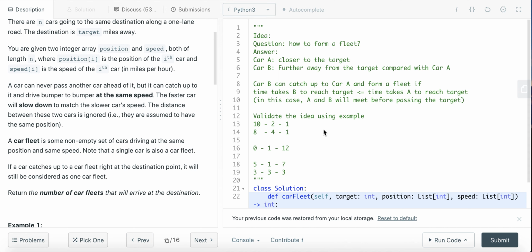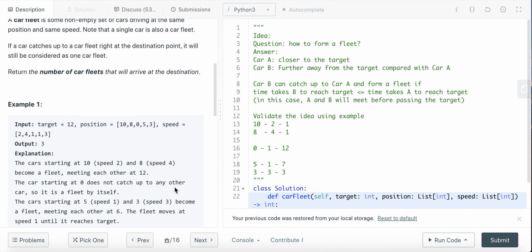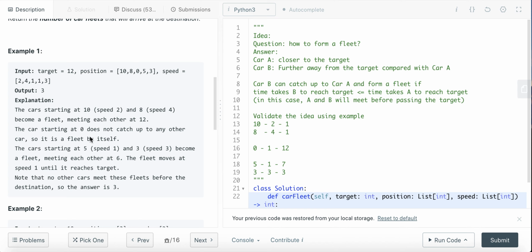So let's try to validate this idea using the examples. In example 1, for the car starting at position 10, traveling at speed 2, the time it takes this car to reach the target is the distance to the target, which is 2, divided by the speed 2, so the time is 1. The second car, starting at position 8, traveling at speed 4, takes 1 unit of time to reach the target. So that's why these two cars meet each other.